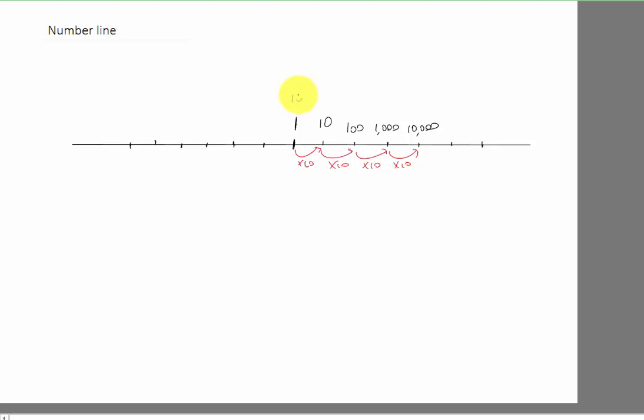So this would be 10 to the power 0, as we've seen. 10 to the power 1, 10 to the power 2, 3, 4, and etc. And if we carry on all the way to the end of this line, we get to infinity. And these are all bigger numbers that are greater than 1.